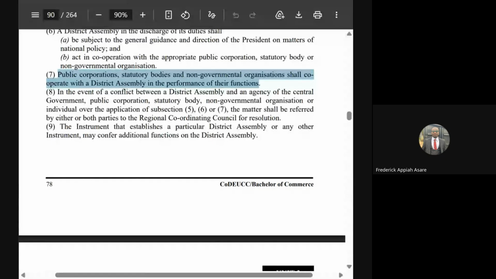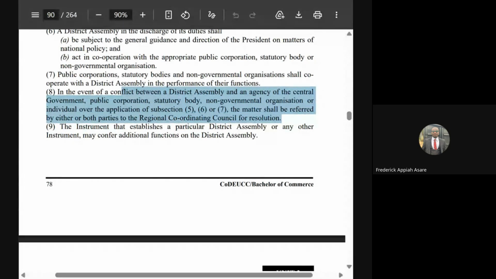And in the event of a conflict between a district assembly and an agency of the central government, public corporation, statutory body, or organization or individual for the application of section 567, the matter shall be referred by either or both parties to the regional coordinating council for resolution.